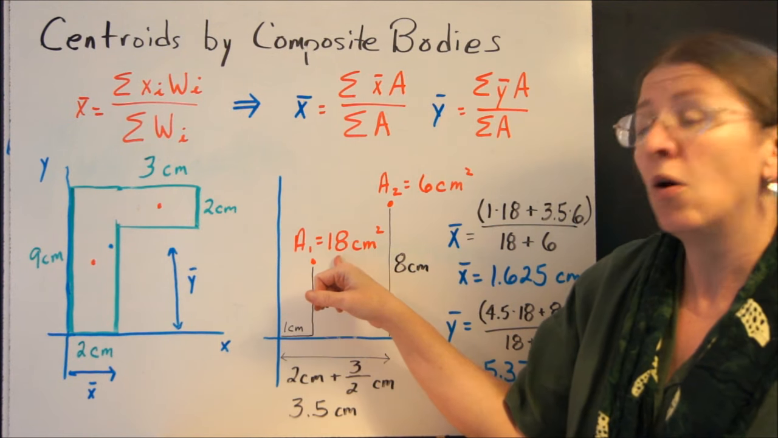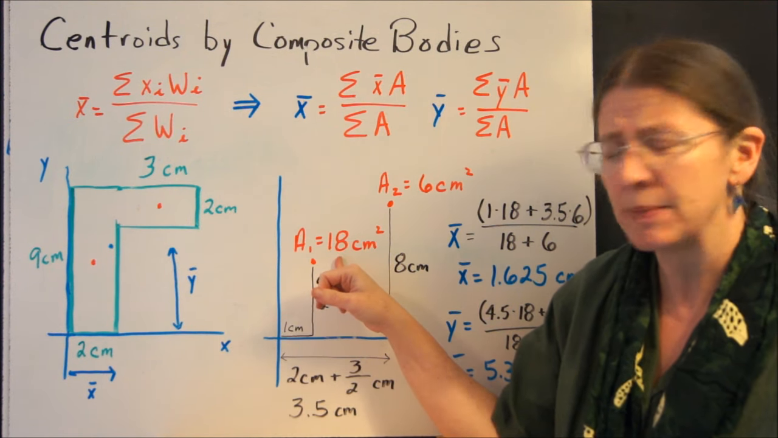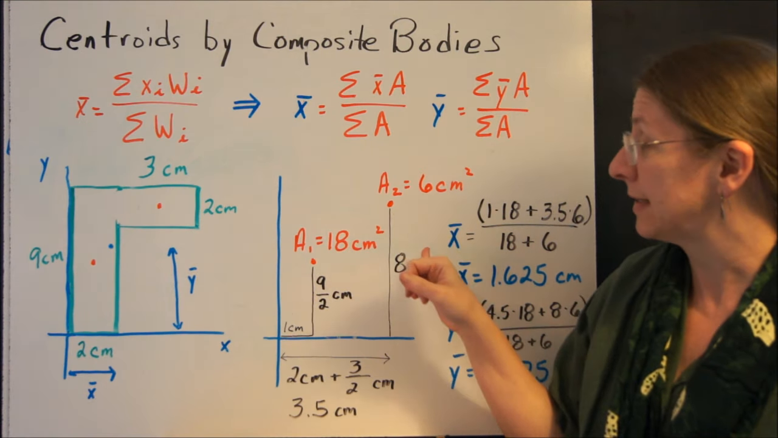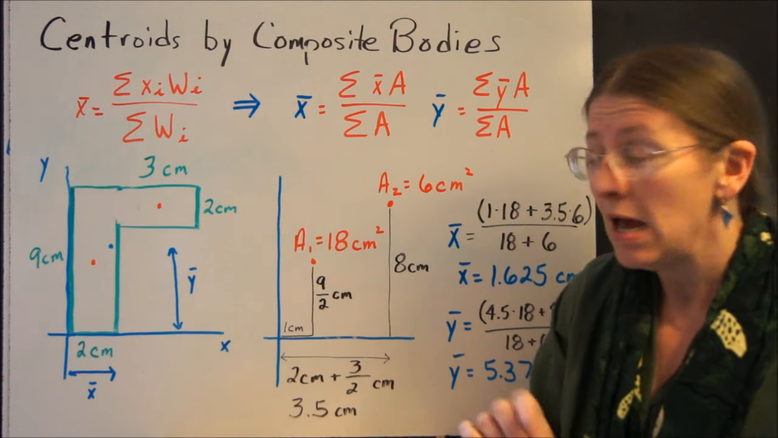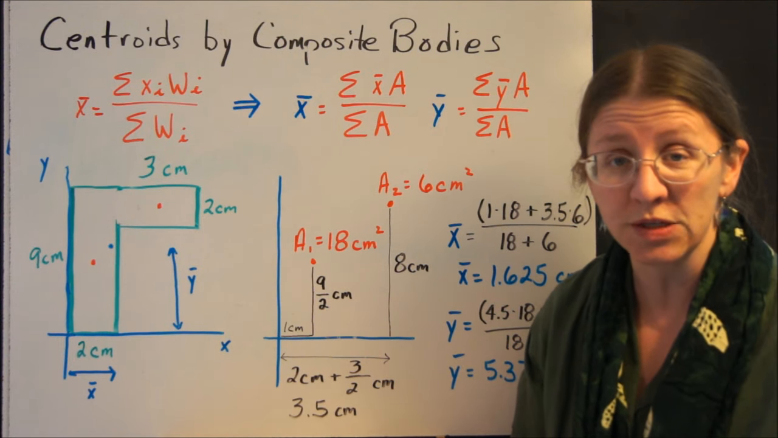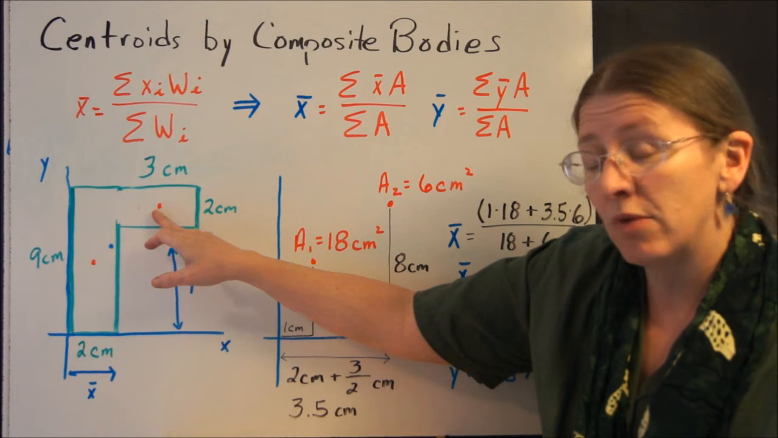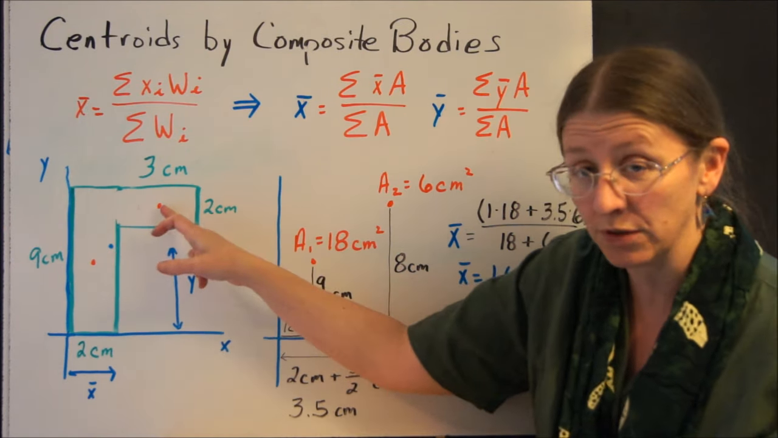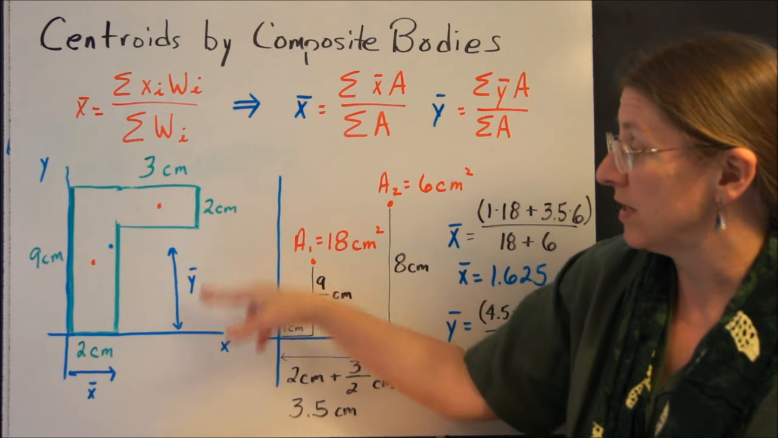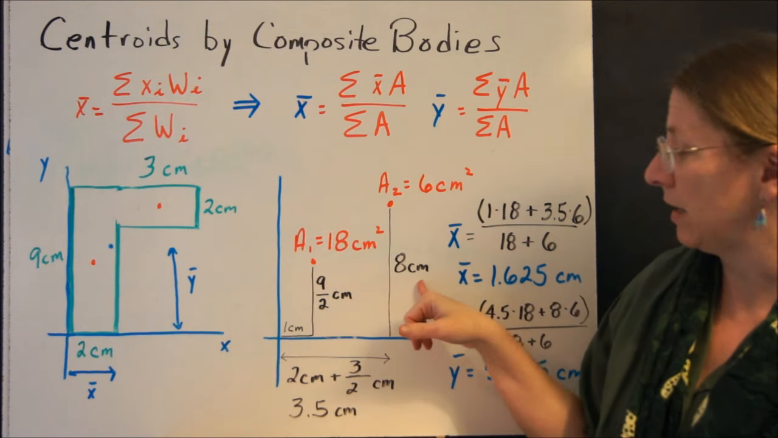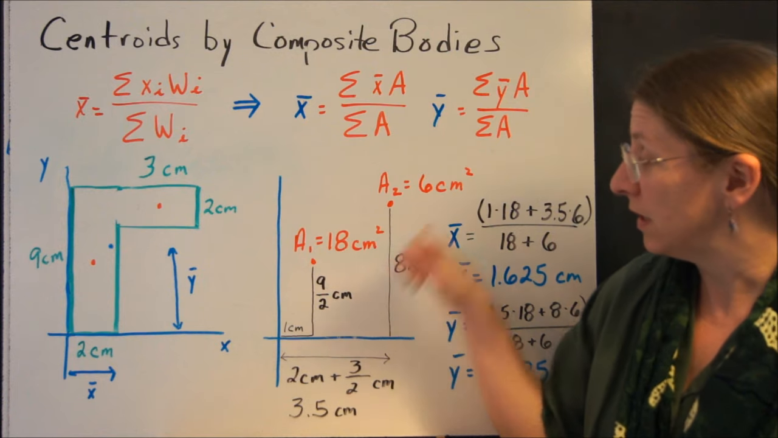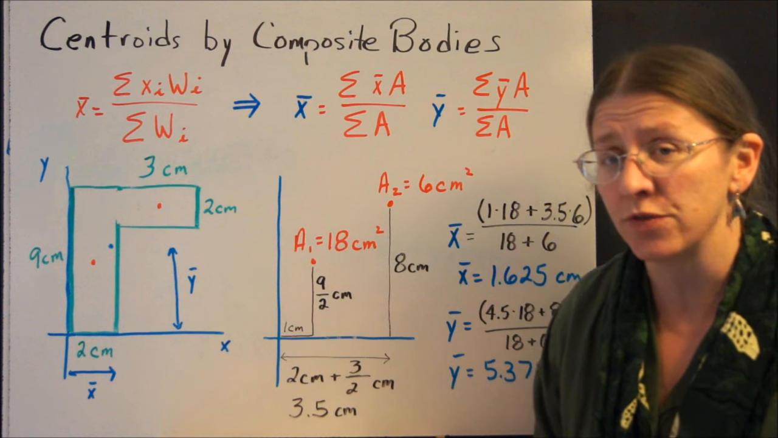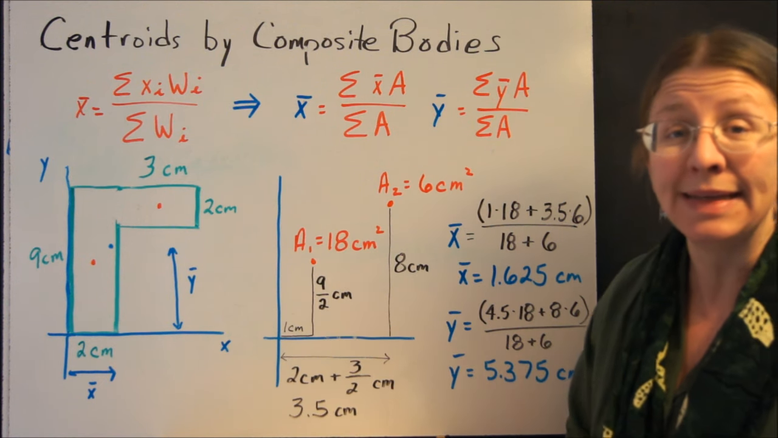So I want to put that whole area sort of acting at a single point. I want to put this whole area, this 6 centimeters squared, acting at its centroid. But I want to make sure that I'm using the coordinates for the centroid. So that dot right there, the coordinates for that isn't 3 over 2, it's 2 plus 3 over 2. And this would be all the way up, not at 9, but at 8. These coordinates are what I sort of want to average. It's kind of like a weighted average, if you would, of where the area is.